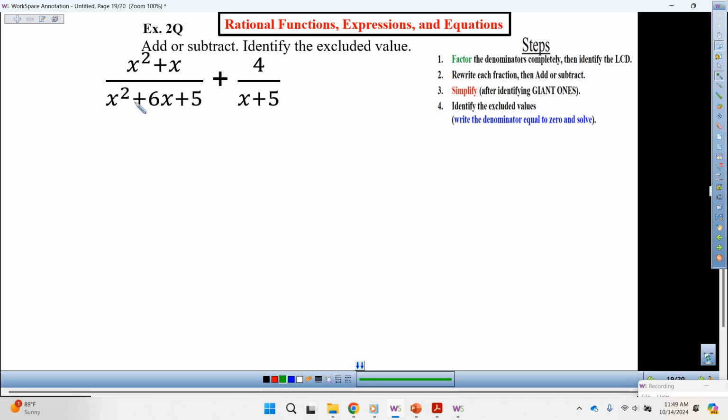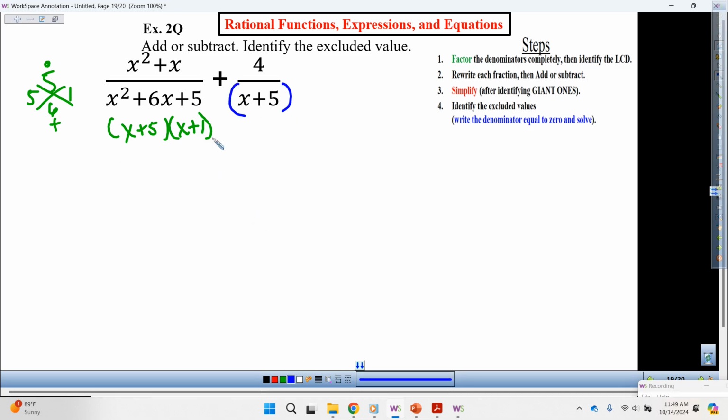Factor the denominator. So this one, there it is, 6. Factors of 5 that add up to 6. 5 and 1. 5 times 1 is 5. 5 plus 1 is 6. So this is x plus 5, x plus 1. So question, guys, to make these two look the same, what does this one need from over here? X plus 1. That is correct. Top and bottom. There it is.